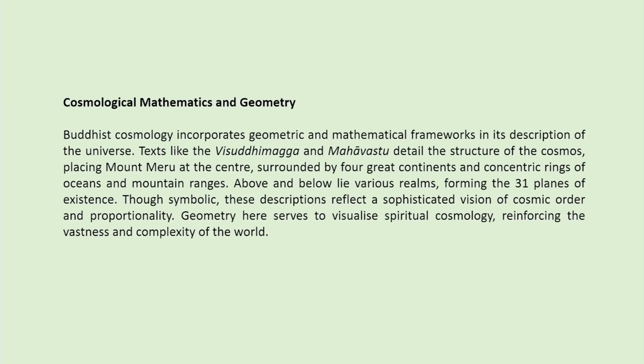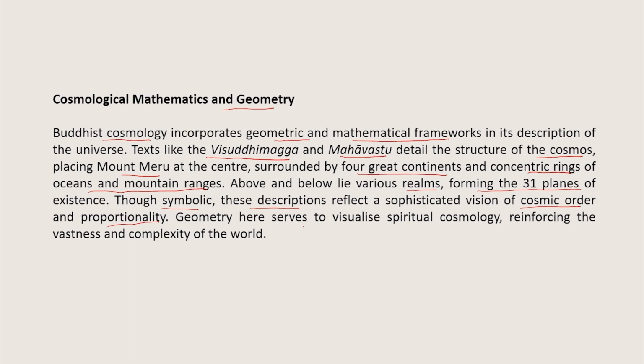Cosmological mathematics and geometry. Buddhist cosmology incorporates geometry and a mathematical framework in its description of the universe. Texts like the Visuddhimagga and Mahavastu detail the structure of the cosmos, placing Mount Meru at the center, surrounded by 4 great continents and concentric rings of ocean and mountain ranges. Above and below lie various realms forming the 31 planes of existence. Though symbolic, these descriptions reflect a sophisticated vision of cosmic order and proportionality. Geometry here serves to visualize spiritual cosmology, reinforcing the vastness and complexity of the world.